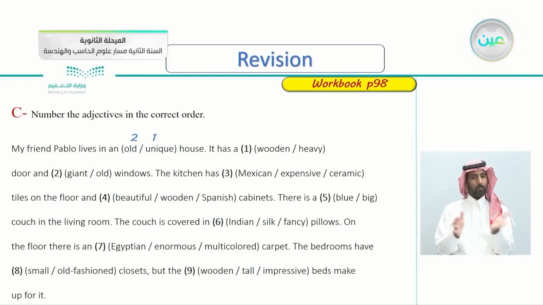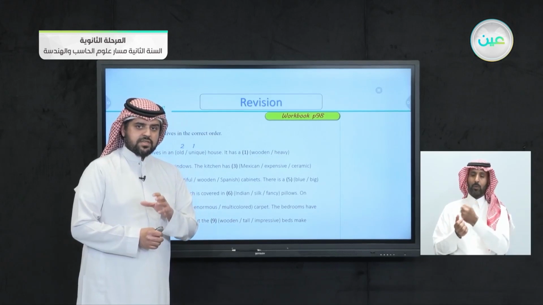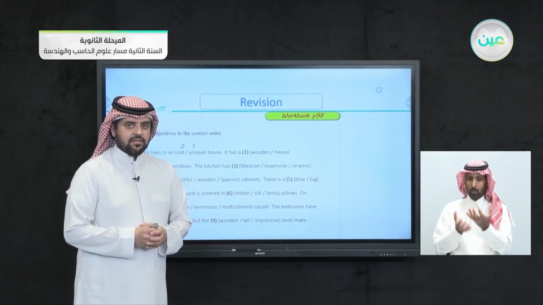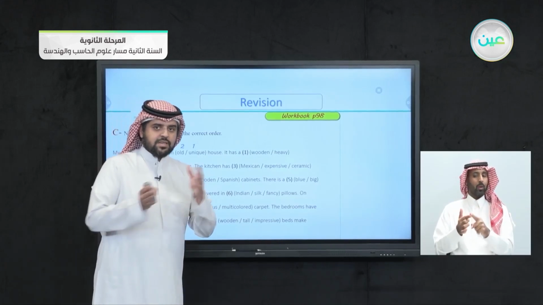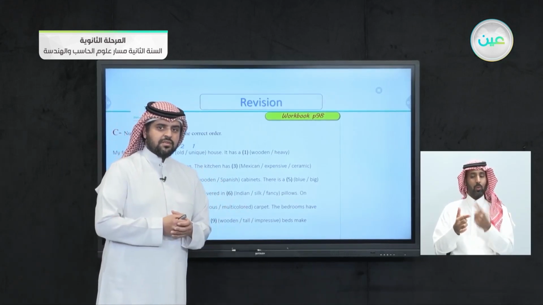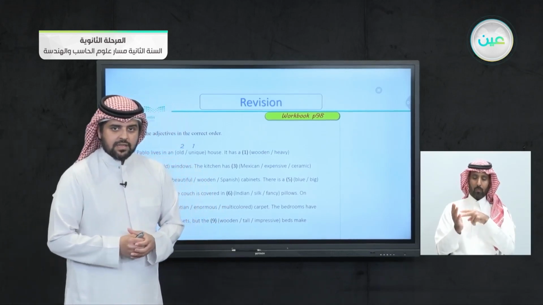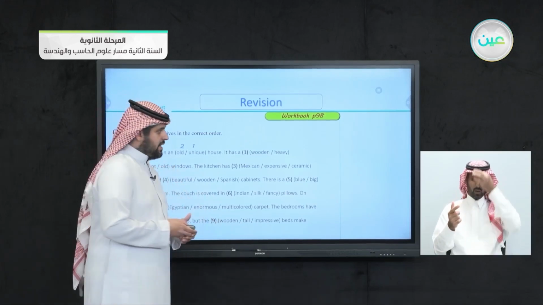So it's a unique old house. It has a wooden heavy door. So which comes first? Wooden, the material, or heavy? So which one is number one and which one is number two? You can open your book and the grammar page to check out the grammar itself. Okay, let's see the answer here.